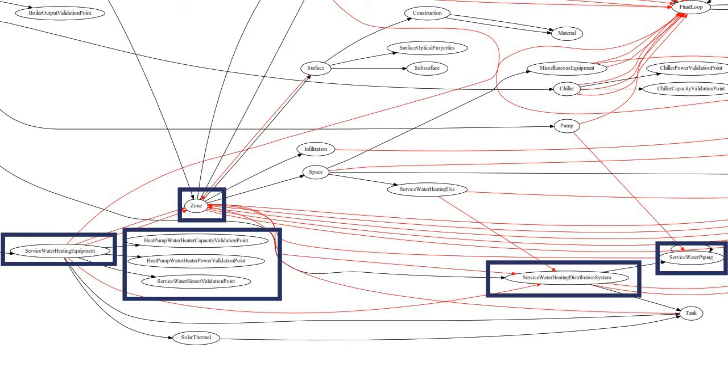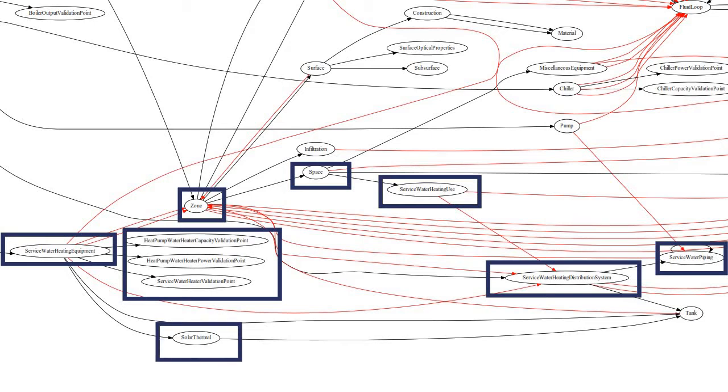Zone references the distribution system also, and the data group that describes the amount of usage of service water heating is referenced by the space data group, and it also references the service water heating distribution system. And finally, the solar thermal is part of, or is a child of service water heating equipment when you're involving a solar system, a solar hot water system.